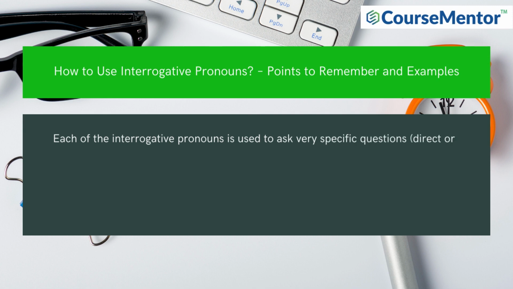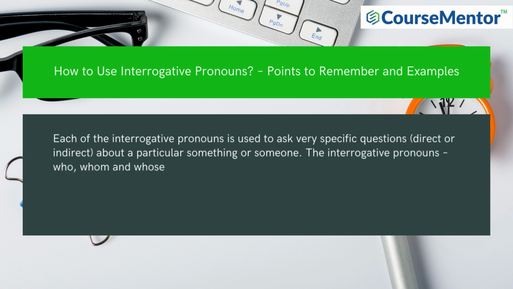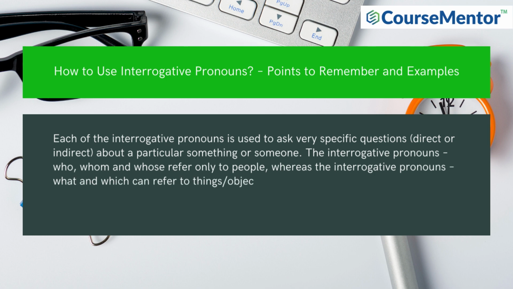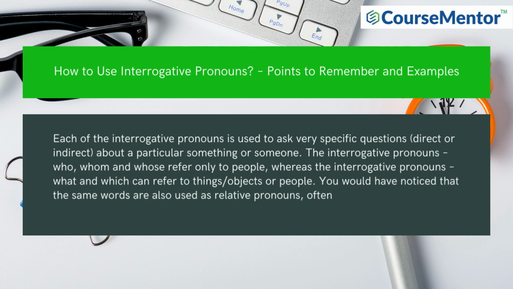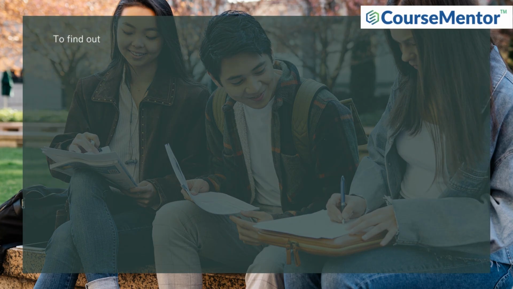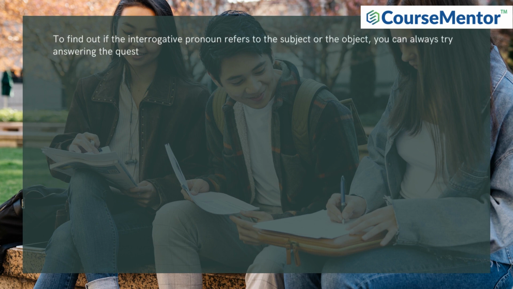Each of the interrogative pronouns is used to ask very specific questions, direct or indirect, about a particular something or someone. The interrogative pronouns who, whom and whose refer only to people, whereas the interrogative pronouns what and which can refer to things, objects or people. You would have noticed that the same words are also used as relative pronouns, often found in complex sentences. To find out if the interrogative pronoun refers to the subject or the object, you can always try answering the question with the interrogative pronoun.